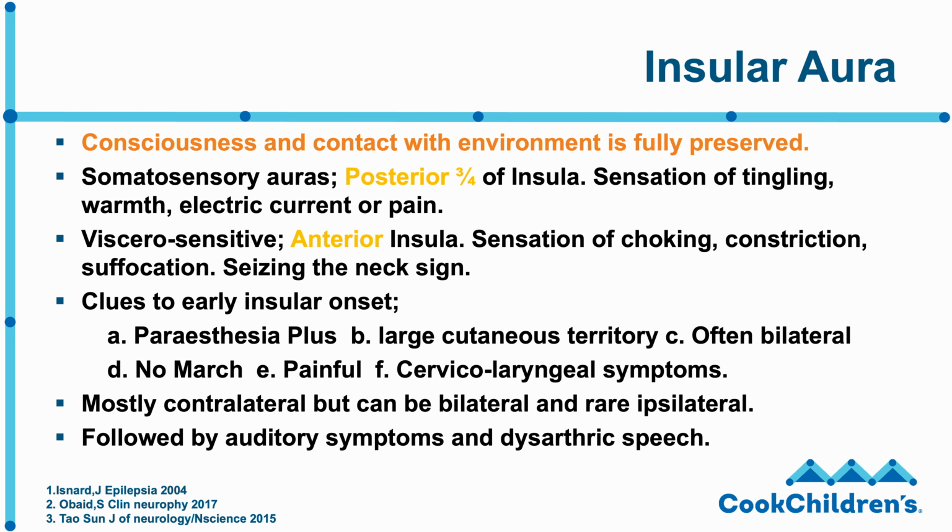And then viscerosensitive auras or paresthesias are more likely to come from the anterior insula. Sensation of choking, constriction, suffocation, the seizing-the-neck sign. People would often hold their neck with their hand at the onset of the seizure. These are clues to the earlier insular onset regarding those somatosensory or viscerosensitive symptoms.